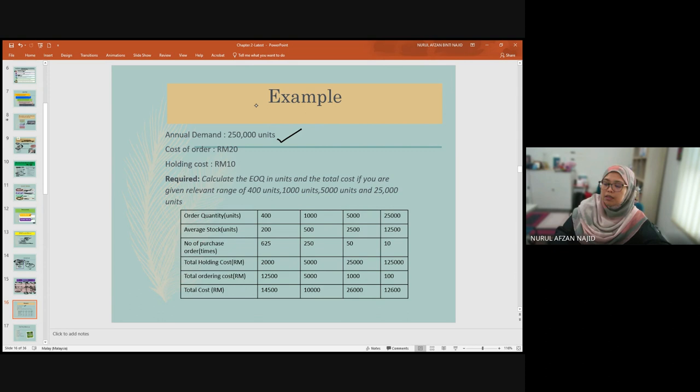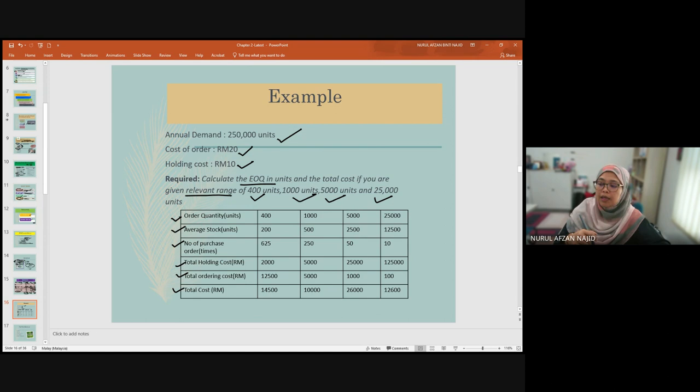Alright, so this is the annual demand, then you ada cost of order per order, holding cost per item. So you need to calculate the EOQ in units if you are given relevant range. Tu dia bagi tahu tadi tu, relevant range. Kita ada sama ada kita nak order 400, 1000, 5000 ataupun 25000 unit. So if you are using the tabulation method, you need to prepare the table which will start with the order quantity, then average, then number of purchase, total holding, total ordering, total cost as I explained before.